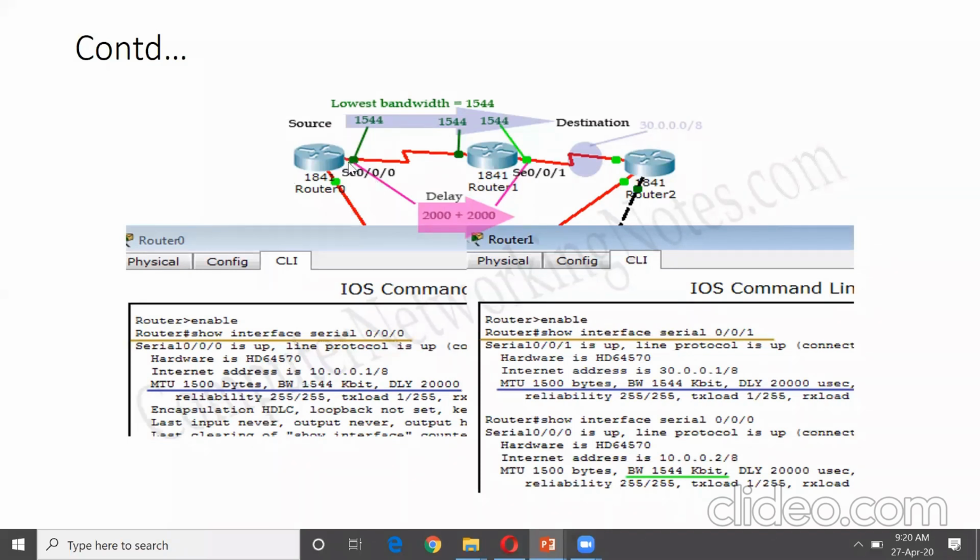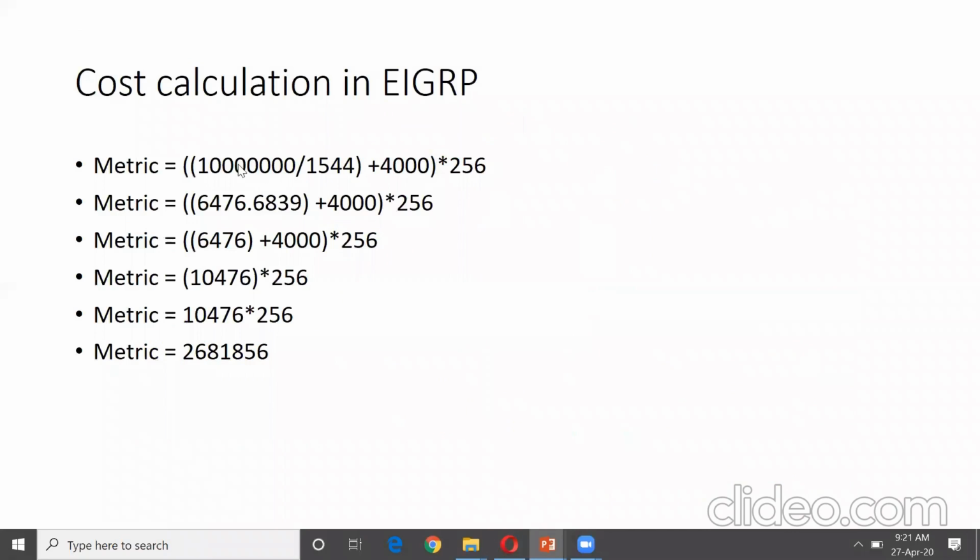So delay is here 2000, and this delay we need to consider 2000. So 2000 plus 2000, that is 4000. Then it will reach towards destination. So you can see here the metric calculation, 10 raised to 7 divided by 1544. That value will be 6476 point something, plus that 2000 plus 2000 delay. So that is 4000. So this is called cumulative delay.